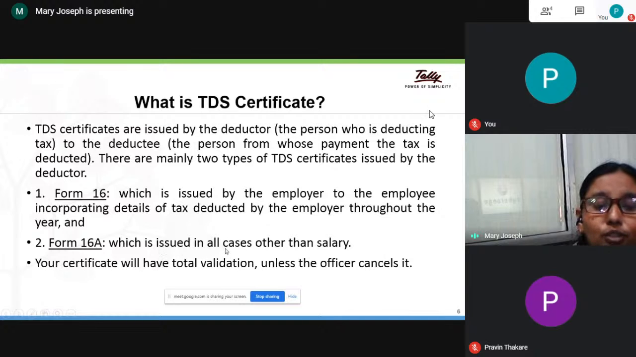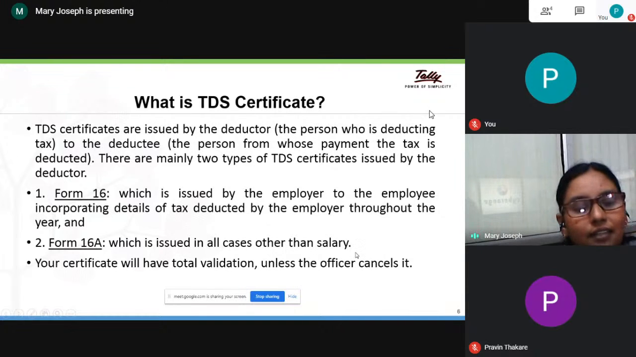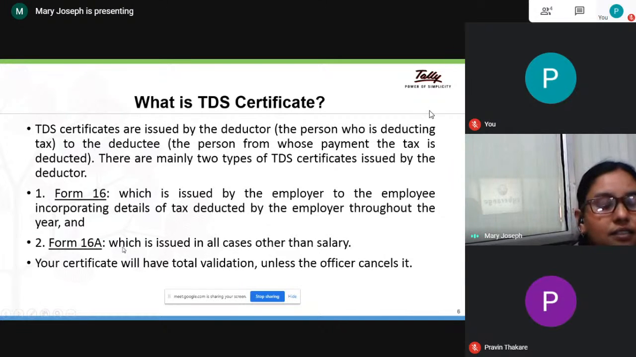16A is issued in all cases other than salary. If you are deducting TDS other than salary, for salary you have to receive Form 16. Other than salary means rent, commission, interest, interest on security, advertisement, different types of expenses. For that you have to receive Form number 16A.